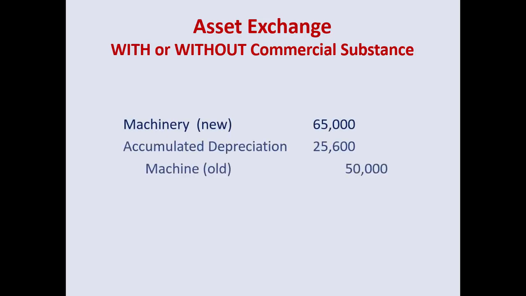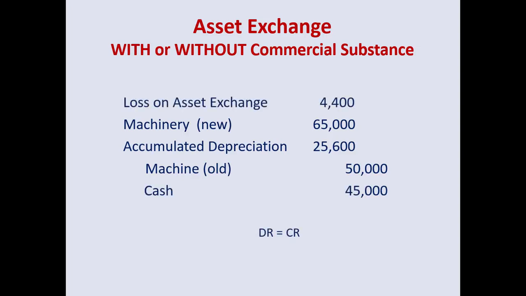Now, with or without commercial substance, let's take a look at this. I remove the old asset, remove the associated accumulated depreciation, place the new machine on the books, and record the cash going out. So to balance, I have a loss. Because of the rule of conservatism, this is my journal entry, regardless of commercial substance.